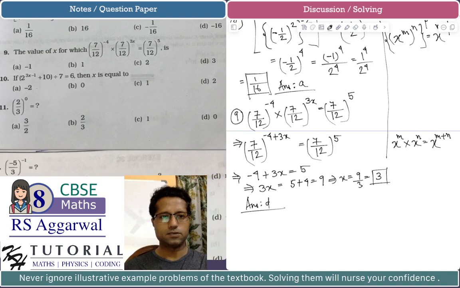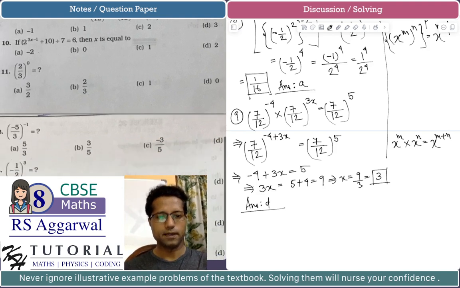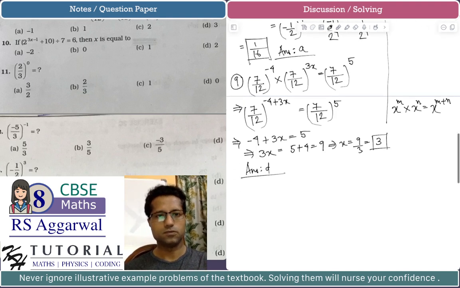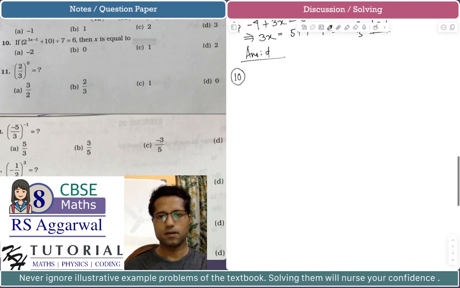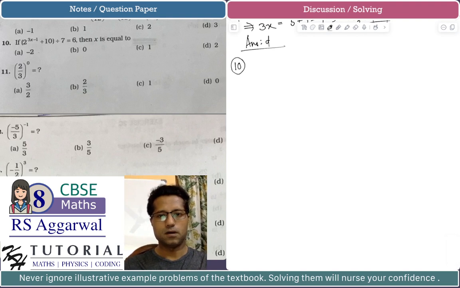Let's do question number 10. Question number 10 says it's also to solve. We have to solve for x. An equation is given, and the equation is 2 to the power 3x minus 1 plus 10 divided by 7 is equal to 6.